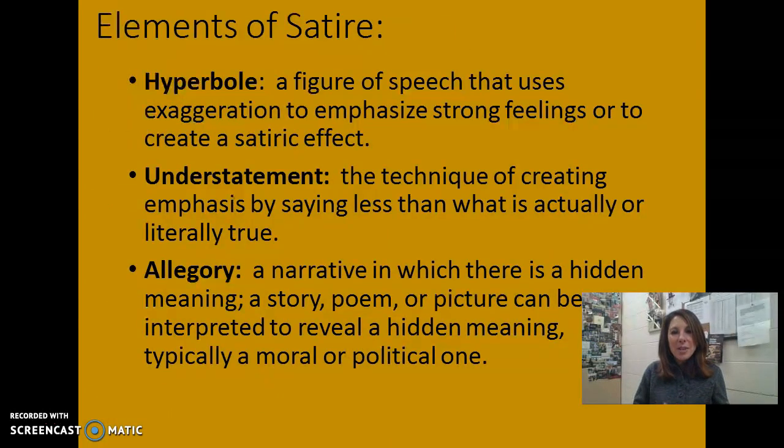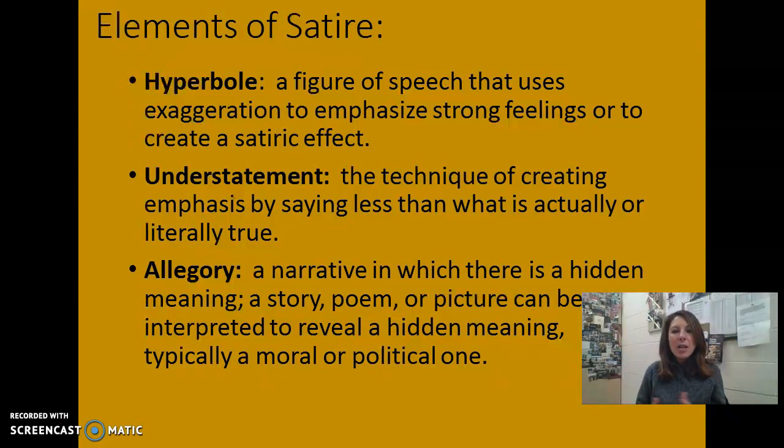So there are different elements of satire, and you need to be aware of those so that you can identify them in satire. A lot of satire uses hyperboles, which is extreme exaggeration. They'll do understatements, which is saying less than what actually is true. Like if I haven't eaten all day and I say, yeah, I'm a bit hungry, when my stomach's growling so loudly you could hear it across the hallway, that's an understatement.